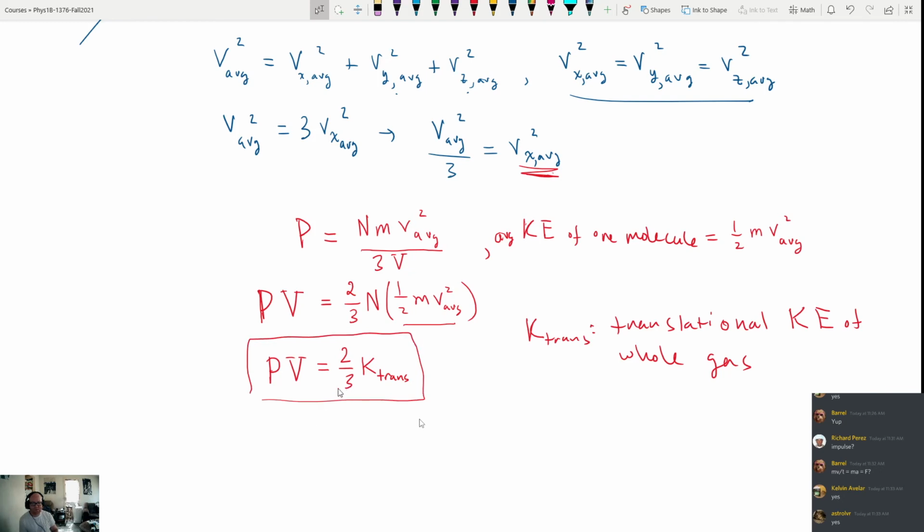So if you take pressure times volume, that's equal to 2/3 of the translational kinetic energy. And there's another way you can write this as well, because we know that PV is also equal to nRT. So that's the other way that you can write this: 2/3 of the translational kinetic energy is 3/2 times nRT. However you want to write that.